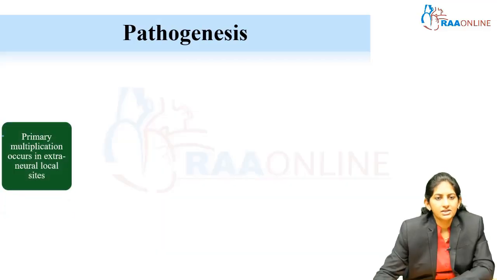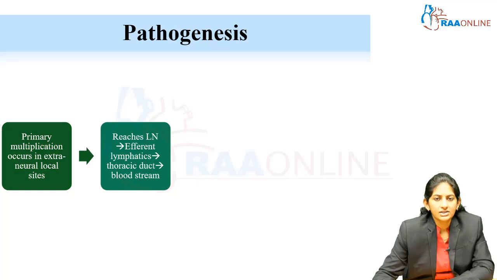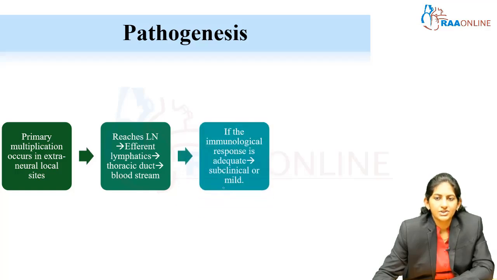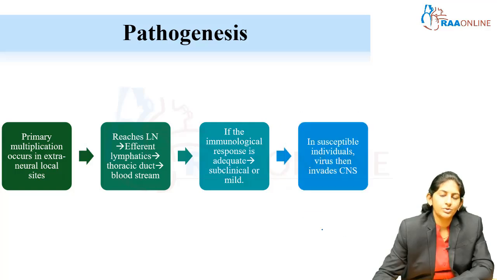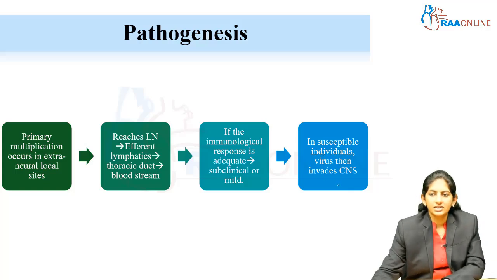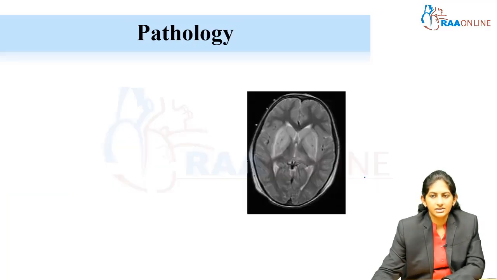So what happens once the mosquito has bitten the human? The primary multiplication will occur in the extraneural sites, in the lymph nodes in the system. Once it reaches the lymph node, there will be a primary viremia, it reaches the bloodstream. If there is a good immune response, the disease process will go off as a mild or subclinical disease. If the immunity is suppressed or compromised in susceptible individuals, the virus will then invade the central nervous system.